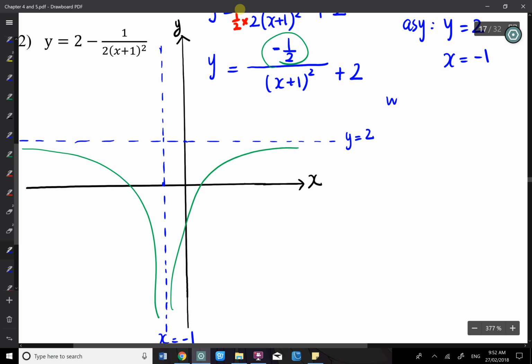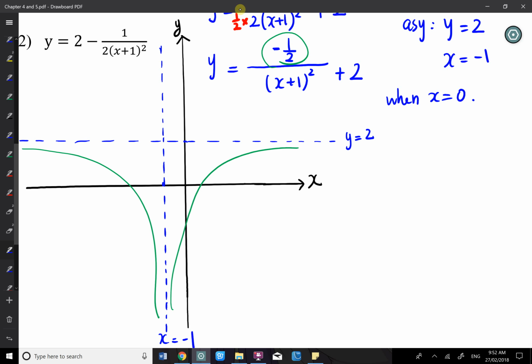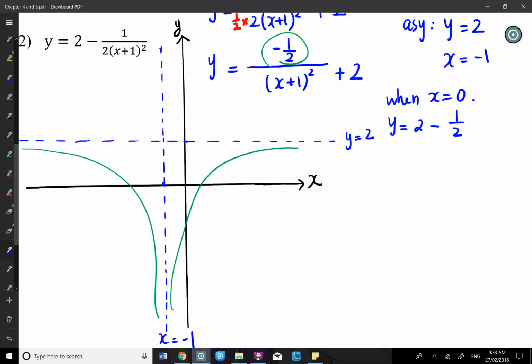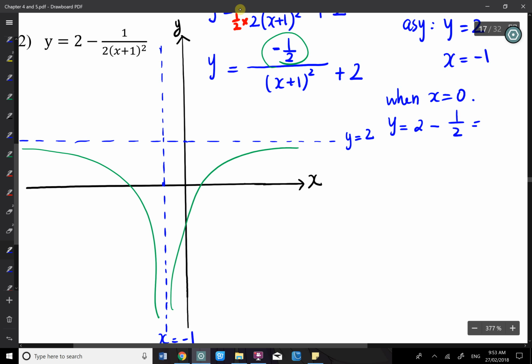So I will say when x equals 0, y equals 2 minus 1 over 2. I use the original equation because at sub x equals 0, the bottom is 2. So 2 minus 1 over 2, that will be 3 over 2. So 1.5. Shouldn't write it that way. y equals 3 over 2. The point is (0, 3 over 2).